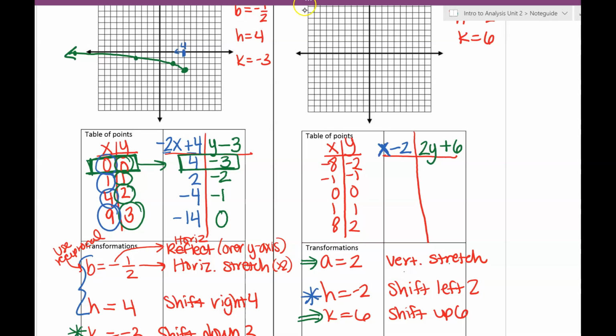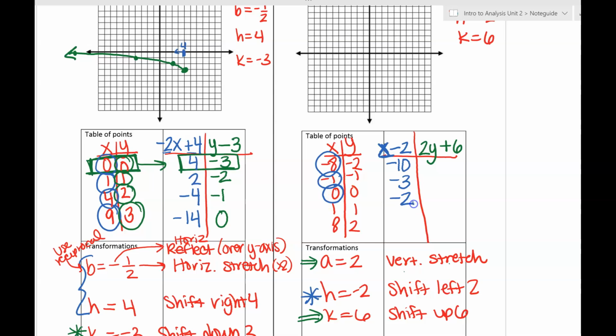And so now we're going to go through and one by one adjust our x and y values. So I'm going to plug each x value in here and subtract 2 to move it to the left 2. So negative 8 minus 2 is negative 10. Negative 1 minus 2 is negative 3. 0 minus 2 is negative 2. 1 minus 2 is negative 1. And 8 minus 2 is 6.